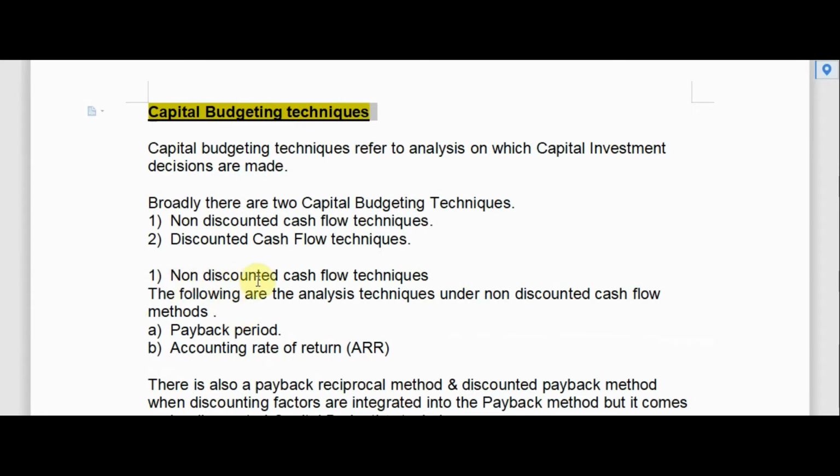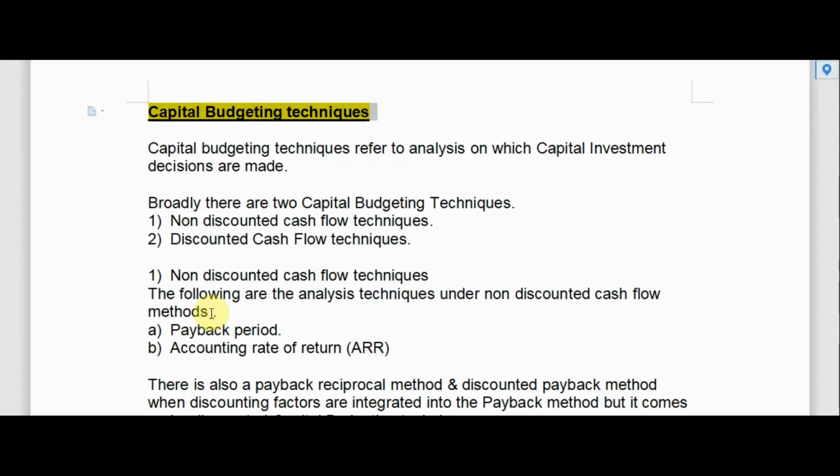Number one, non-discounted cash flow techniques. The following are the analysis techniques under non-discounted cash flow methods. Under the non-discounted cash flow methods, we take into account those methods which do not take time value of money into consideration.